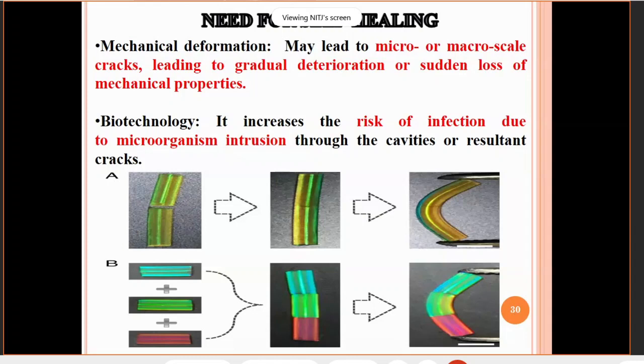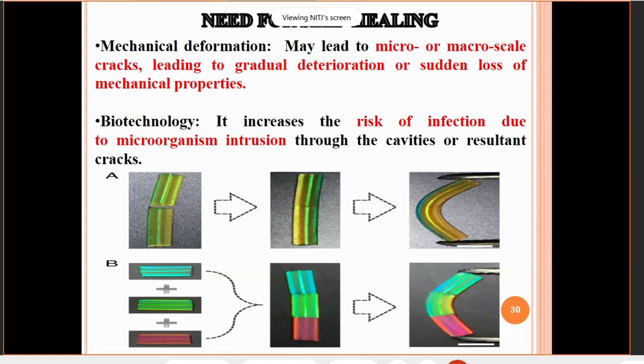They are of great importance in mechanical engineering and in biotechnology fields. In case of mechanical engineering, you'll find that deformation may lead to micro or macro scale cracks in the machines, thereby leading to gradual deterioration or sudden loss of mechanical properties of the machines. And if there is sudden loss of mechanical properties, there's a big loss to the company. So such materials are of great importance in mechanical engineering, where the self-healing could take place automatically, and there will be no loss to the company.